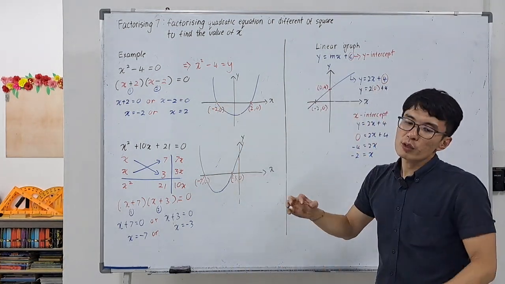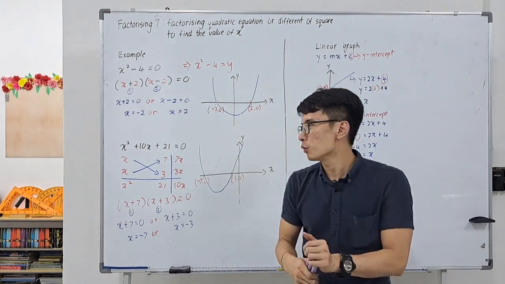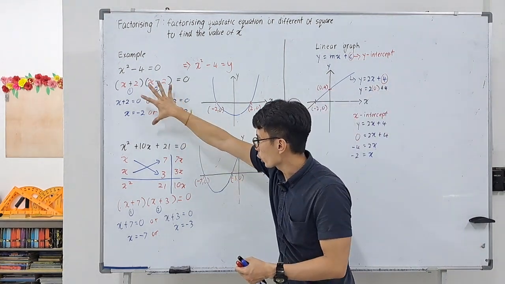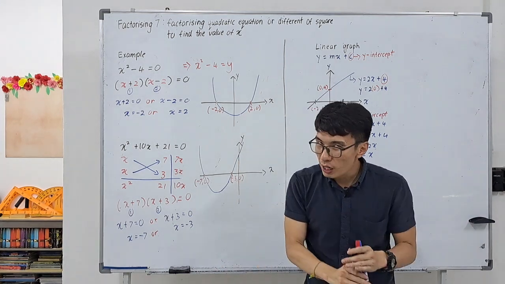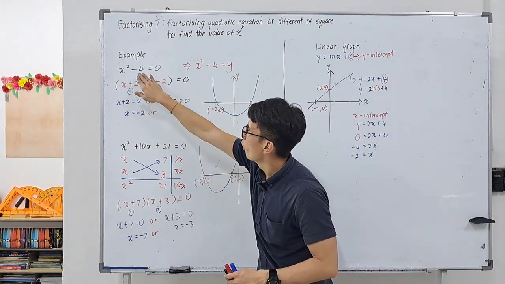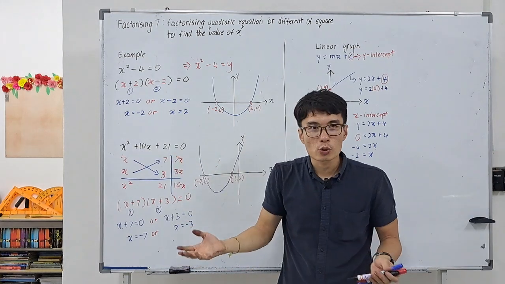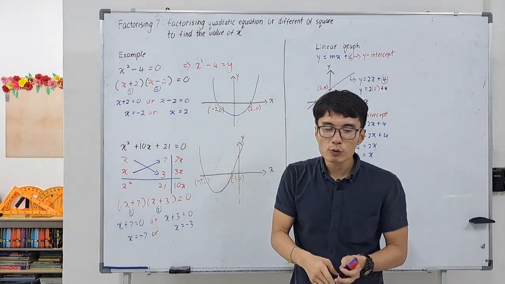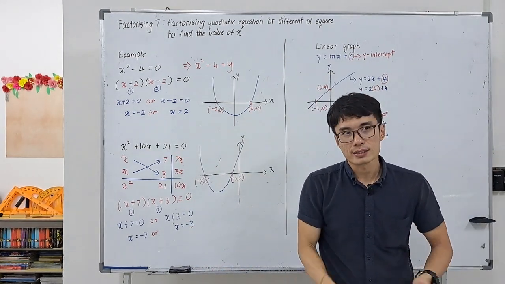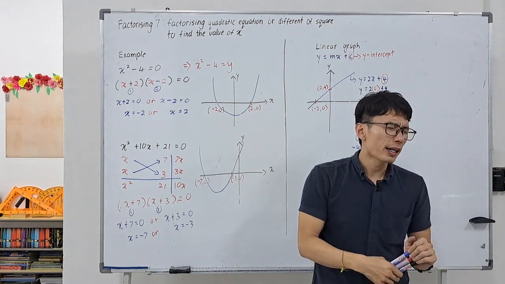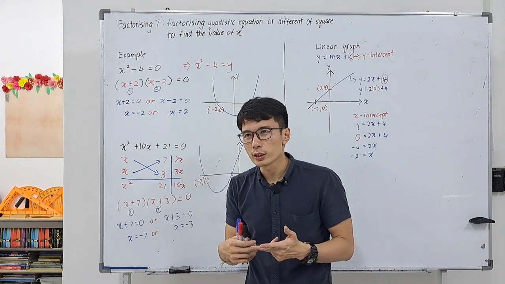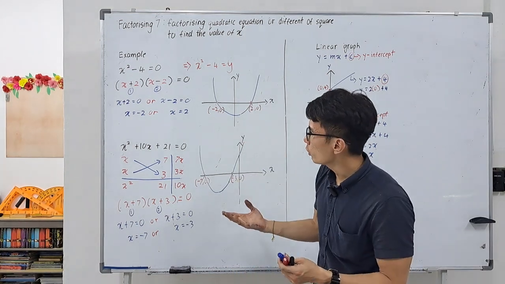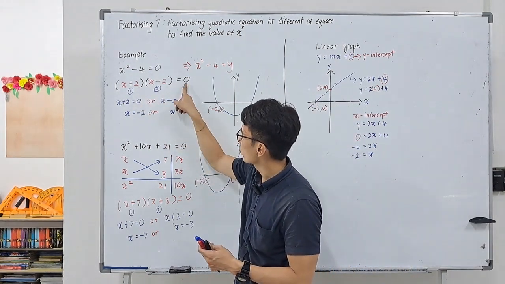Of course, for your level now, you don't have to translate this into a graph, but eventually you will. For now, your level is to be able to factorize all these quadratic equations and find the value of x over here. You can either factorize it as a difference of squares or using a quadratic equation, and then all you need to do is take the first bracket equals to 0.